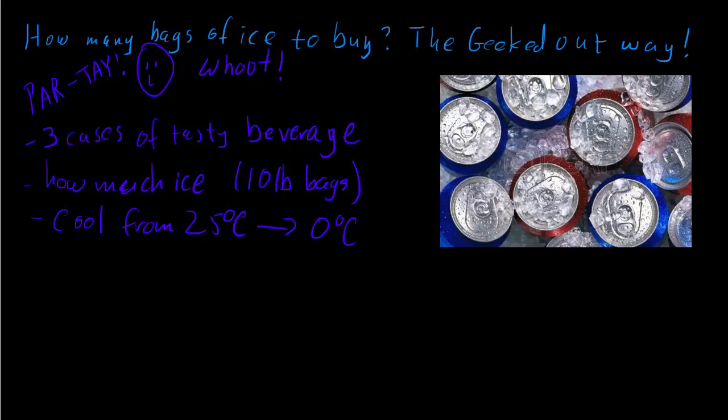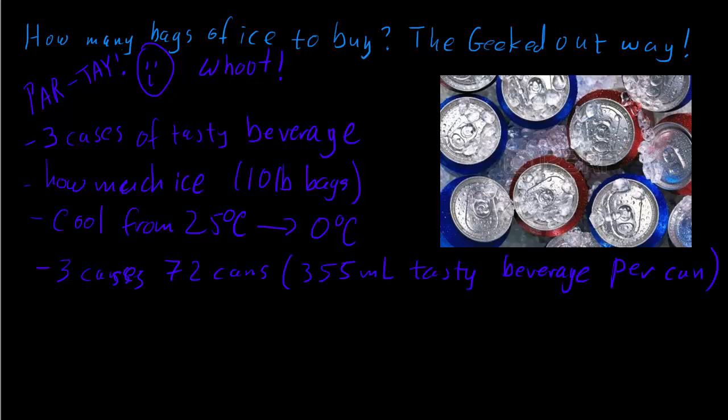So we've got to go from 25 degrees Celsius down to ice cold at 0 degrees Celsius. Okay, so 3 cases is going to be about 72 cans. This is a big party that we're having. And each can contains about 355 milliliters of tasty beverage. And we're going to assume that the ice is initially at minus 8 degrees Celsius in our convenience store freezer.